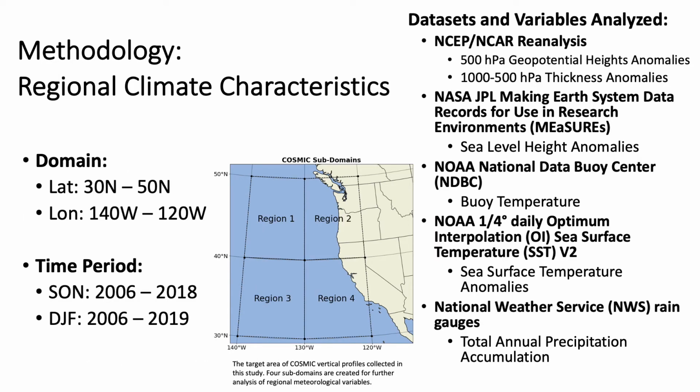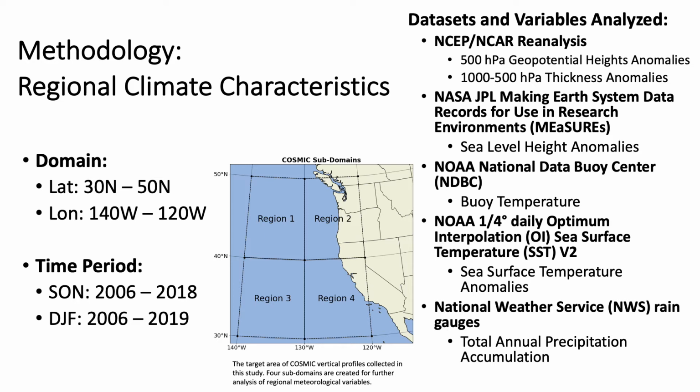So when we're going to talk about the regional climate characteristics, we used a variety of data sets. The first one we used was the NCEP/NCAR reanalysis data. We used that to characterize what the 500 hectopascal geopotential height and the 1,000 to 500 hectopascal thickness anomalies were.